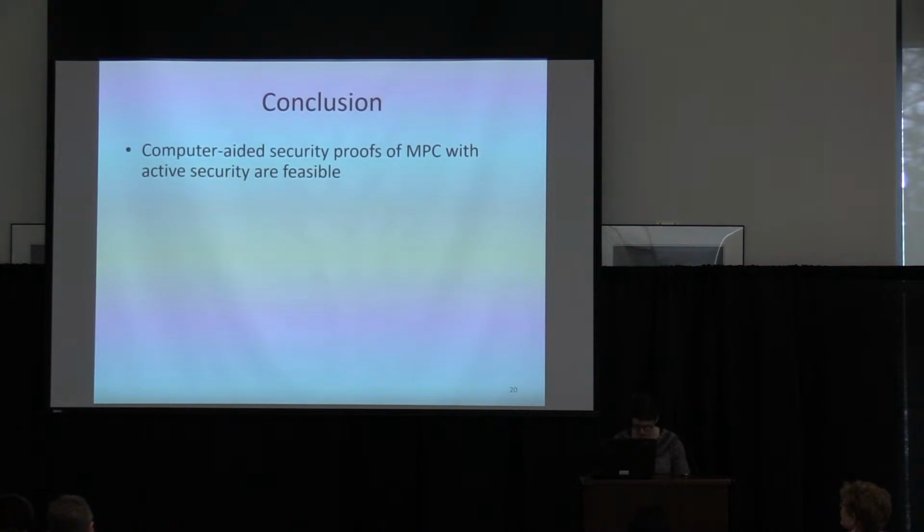Well, let me summarize. What I showed you here is that computer-aided security proofs for MPC protocols with active security are actually feasible. This is the first time we've seen a proof like that.